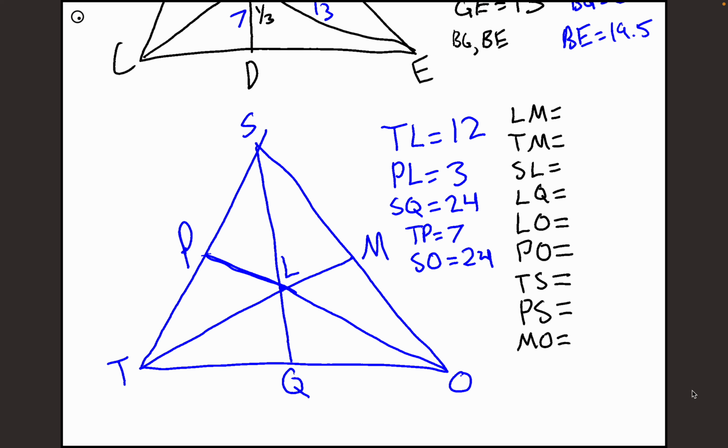All right, let's talk about this. Rocco, what did you get for LM? Oh, 6. Okay, I heard you say X. I was like, what? Okay, 6. Perfect. Tanner, what did you get for TM? 18. All right, Carrie, what did you get for SL? 16. All right. Matthias, what did you get for LQ?